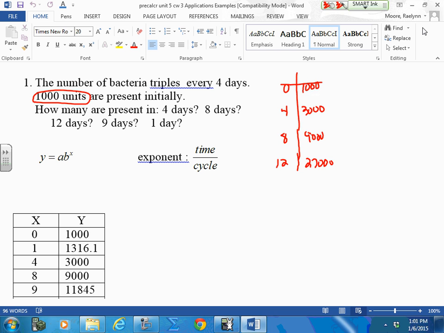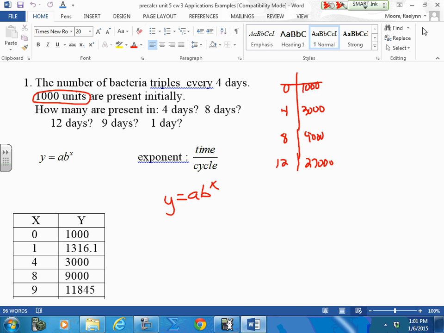So you kind of see this pattern here? Right? Because it's tripling every 4 days, not every day. That's just the chart. That's how we got that one, right? I took that from when we graphed it. But this is what we figure out, right? Now, let's set up our equation.